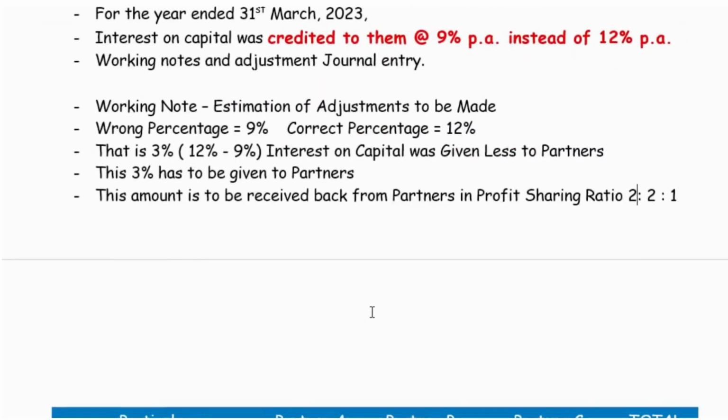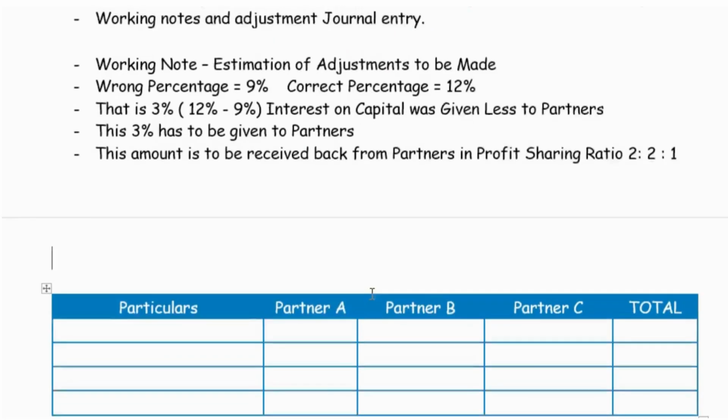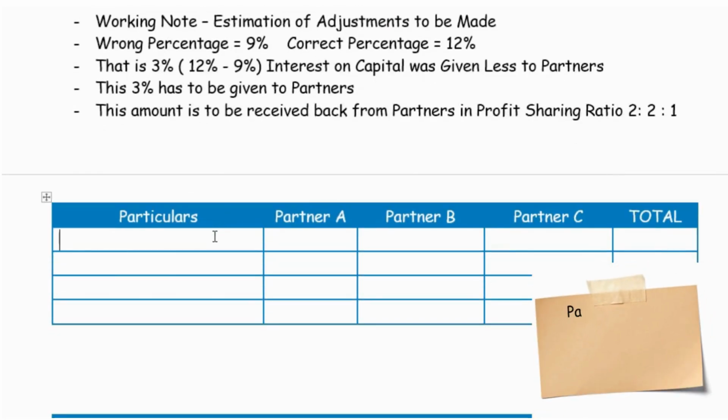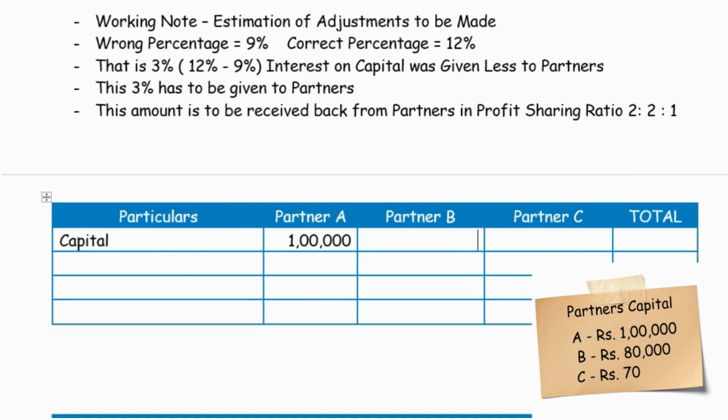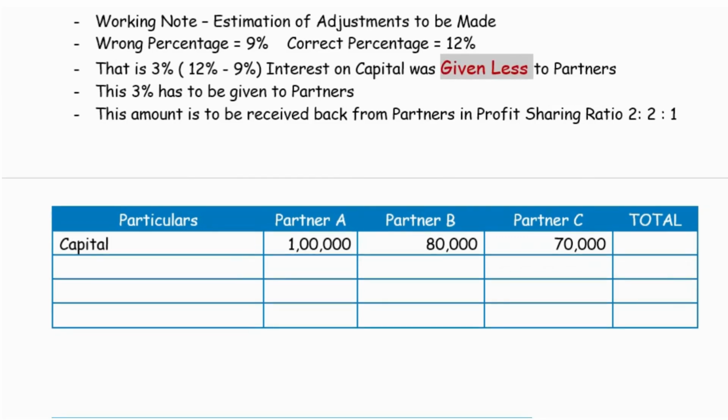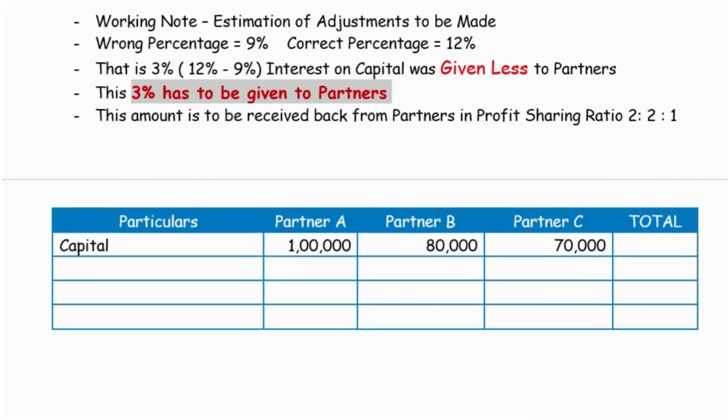Now, based on these points, let us prepare the table for finding out the adjustment. The capitals are given for the three partners: 1 lakh, 80,000, and 70,000. These partners were given a lesser percentage. Given less. How much? 3%. This is to be given back to the partners. They were given less and it is to be given back to the partners.